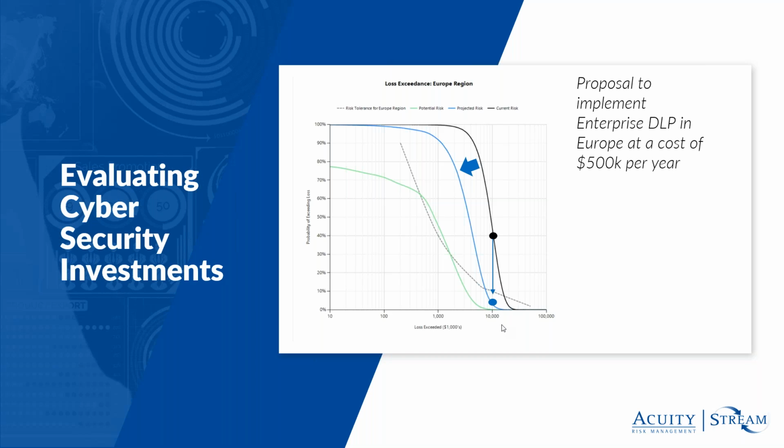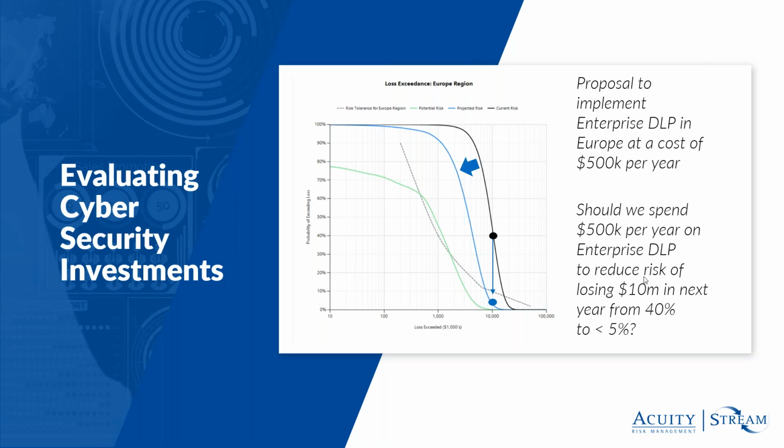So whatever approach we take, we can model the effect of implementing this new control. And that's what we're showing here with this blue curve. And down here, we're showing now that the probability of losing more than $10 million is less than 5%. So the question that we're now left with is, should we spend $500,000 a year on enterprise DLP to reduce the risk of losing $10 million in the next year from 40% to less than 5%?